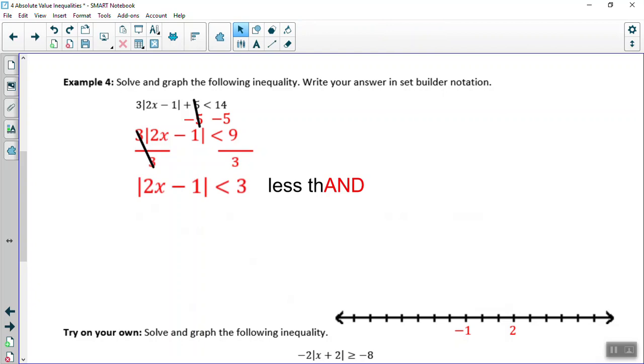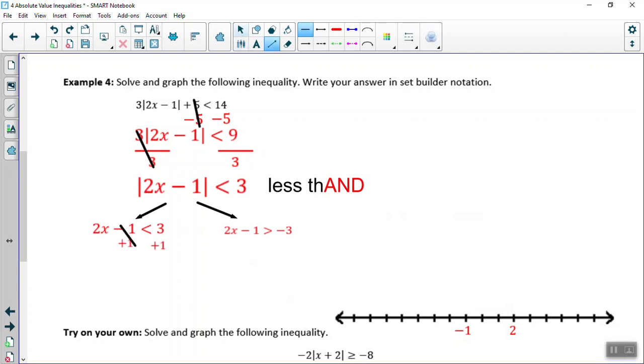Now that we've isolated the absolute value part, now we can split it. So first time, we leave everything the same, remove the absolute value. Second time, we flip and switch. All right, let's go ahead and solve. I'm going to add 1 to both sides. Then we're left with 2x is less than 4. Then I'm going to divide both sides by 2. And we are left with x is less than 2.